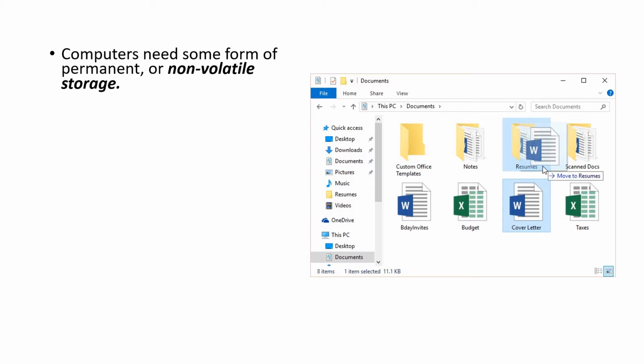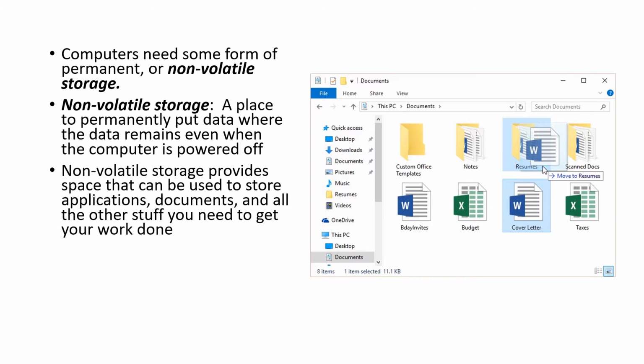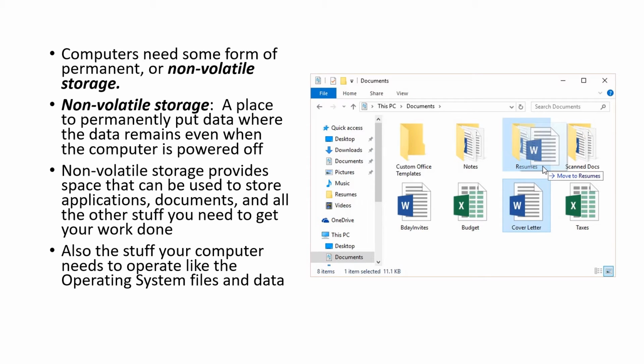Computers need some form of permanent or non-volatile storage. Here is your definition for non-volatile storage. This is a place to permanently put data where the data remains even when the computer is powered off. And this is the opposite of volatile storage. Non-volatile storage provides a space or place that can be used to store applications, documents, and other data. So your pictures, your music, your PDFs, your videos, and stuff like that. And it's also where the files and data that are associated with your operating system are found. So your Microsoft Windows, if you're using a Windows PC, those files are also stored in a form of non-volatile storage.